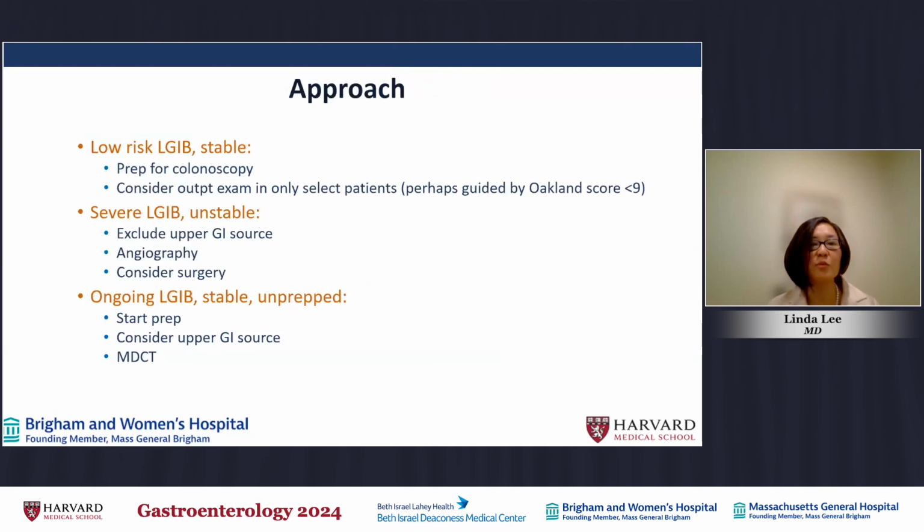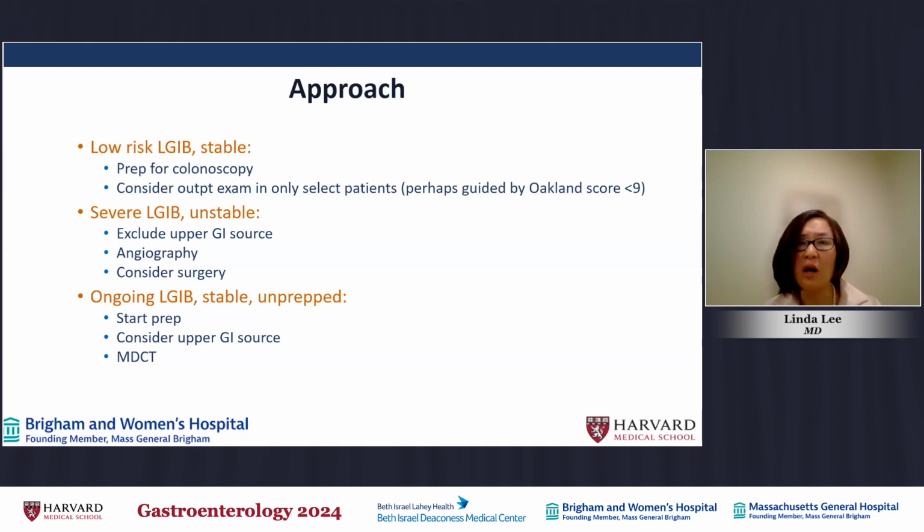So again, to summarize the approach, for patients with low risk lower GI bleed, those that are stable, start prepping them for a colonoscopy. You can consider an outpatient exam in select patients only, guided by the Oakland score being less than 9 and patients who are very reliable and live close by. On the other hand, if patients have severe lower GI bleeding and are hemodynamically unstable, you want to try to exclude an upper GI source if you can get them to an EGD safely. Otherwise, send them to angiography straight away and consider having your surgical colleagues on board.